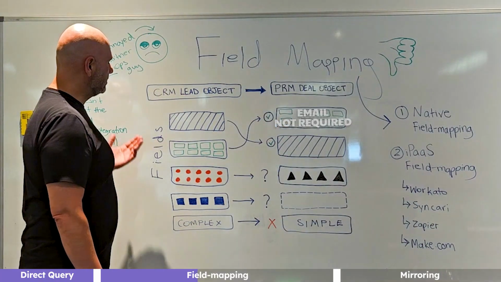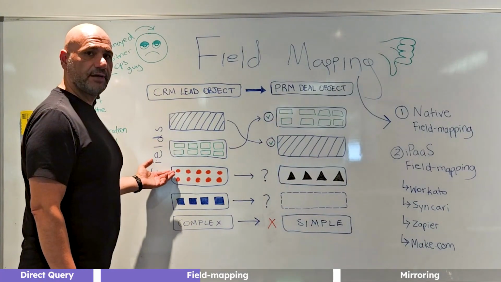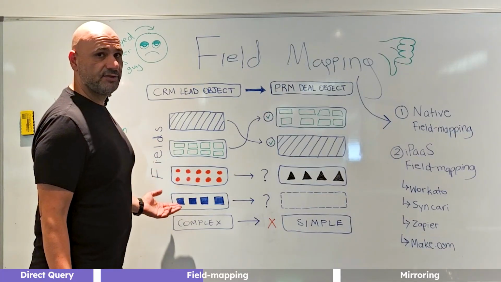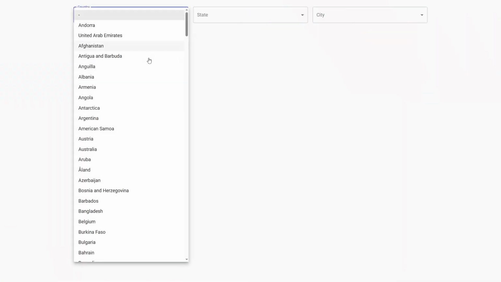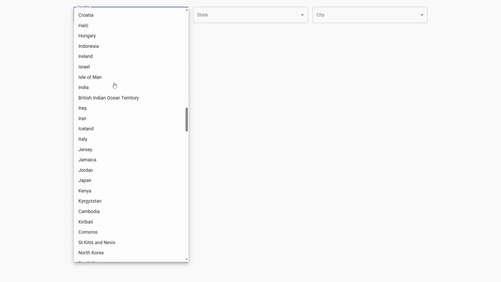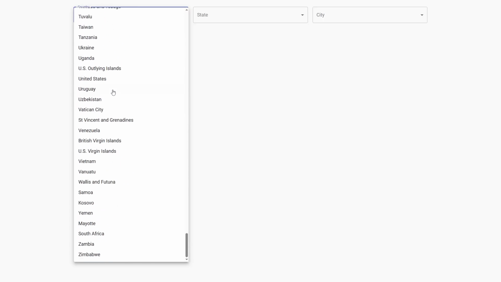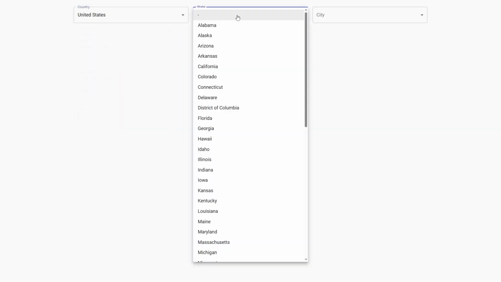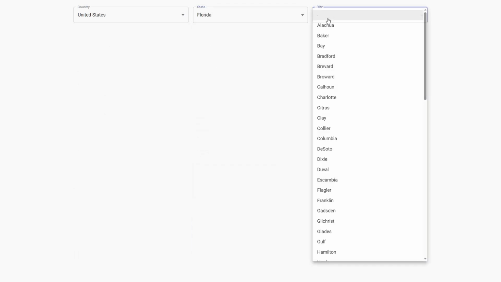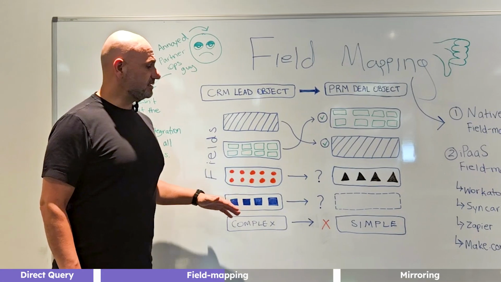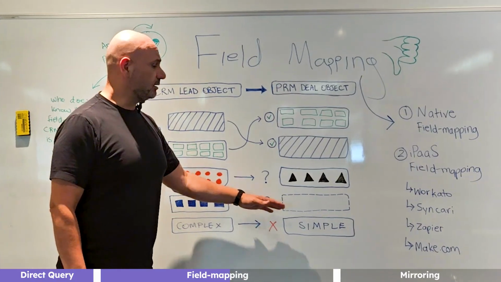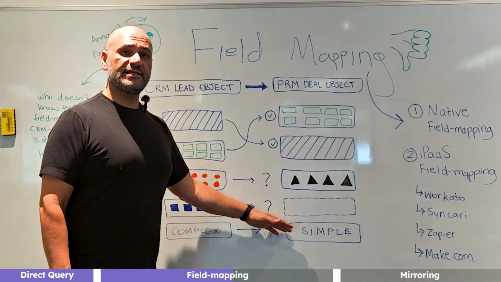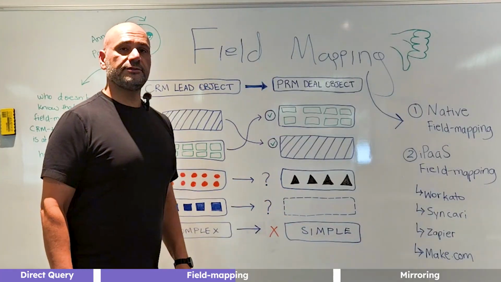The next scenario is when you have a field in your CRM and you cannot find a corresponding matching field in your PRM. The last scenario I want to cover is when you have special complex type fields. For example, you have a country state pick list in your CRM. This is where you select a specific country and the province or state gets filtered based on the country you've selected. If you're using a field mapping integration, this type of scenario doesn't work well because you cannot filter those provinces and states when you select a country in your PRM.